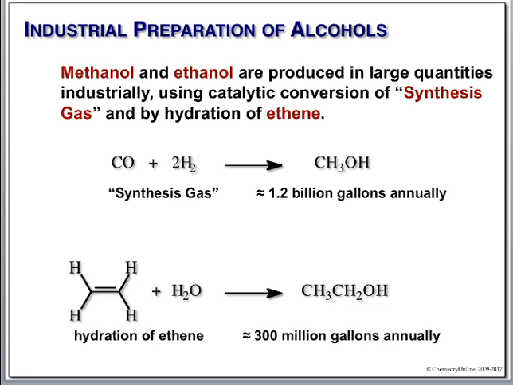Ethanol can be made fairly simply by the hydration of ethene. Turns out that there are gas wells in this world. You know, they spew out natural gas, but some wells have a high concentration of ethene. If you take these at very high temperature, in the presence of steam, water, you can actually make 300 million gallons a year of ethanol. This is pure ethanol.